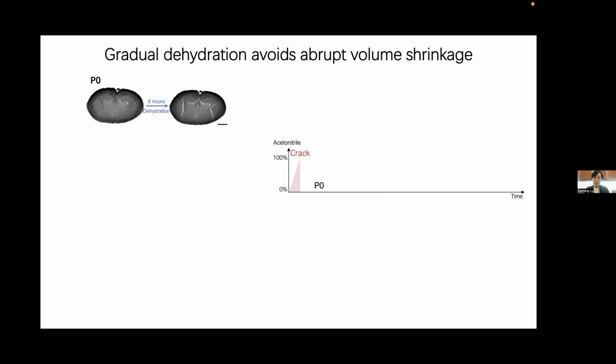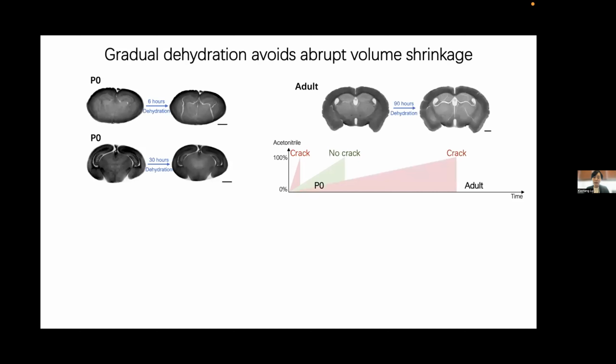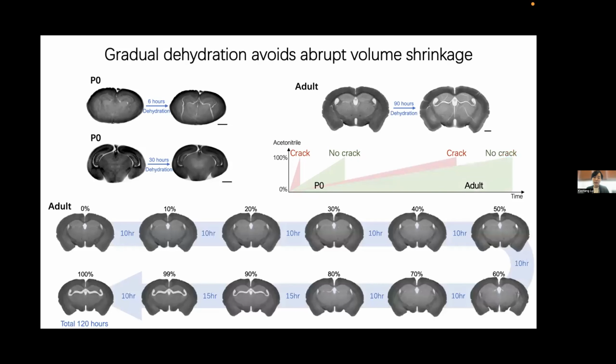However, when I dehydrate a P0 brain over a 6-hour dehydration process, cracks form. But when I extend it to 30 hours, cracks can be prevented. For an adult mouse brain, even 90 hours of dehydration would cause cracking, but 120-hour dehydration wouldn't. A more interesting finding is that the tissue didn't contract until the non-polar solvent got to over 80%. So I guess the take-home message is that the dehydration rate should also be adjusted to match the tissue volume.